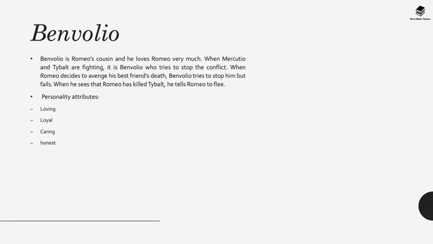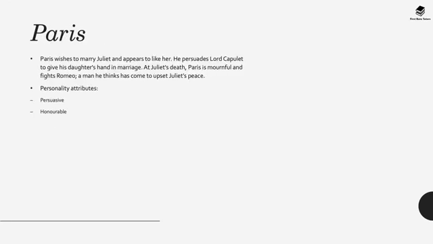Benvolio is another important character. He's Romeo's cousin and he loves Romeo very much. When Mercutio and Tybalt are fighting, he tries to stop the conflict, and when Romeo goes to avenge his best friend's death, it's Benvolio that tries to stop him but fails. When he sees that Romeo has killed Tybalt, he's the one that tells Romeo to flee, and his personality attributes are loving, caring, loyal, and honest.